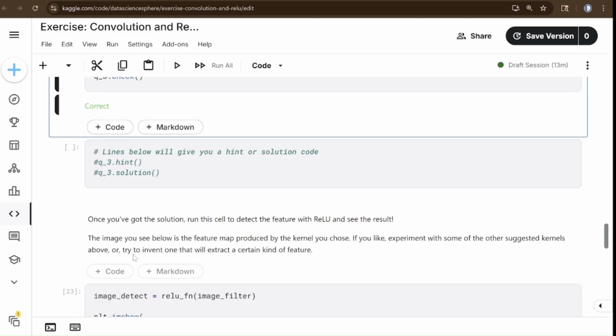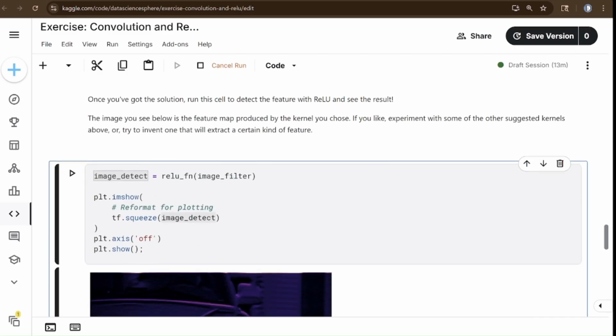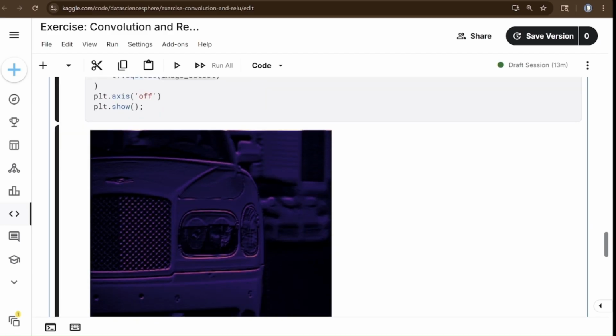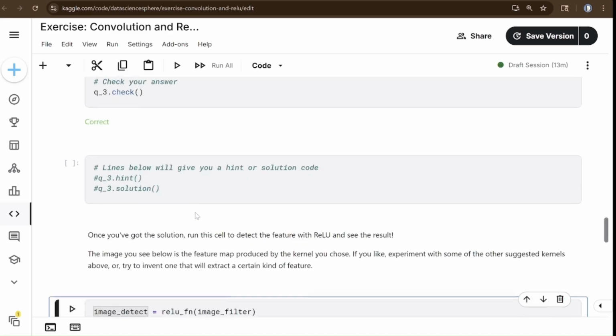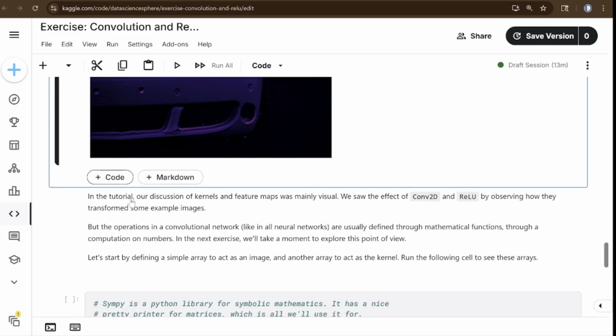Okay, now once you have got the solution, run the next code cell to see the image. This is the image after activating ReLU. Before, after. Okay. In this tutorial, our discussion of kernels and feature maps was mainly visual. We saw the effect of Conv2D, the convolutional layer, with the ReLU activation function through some images.